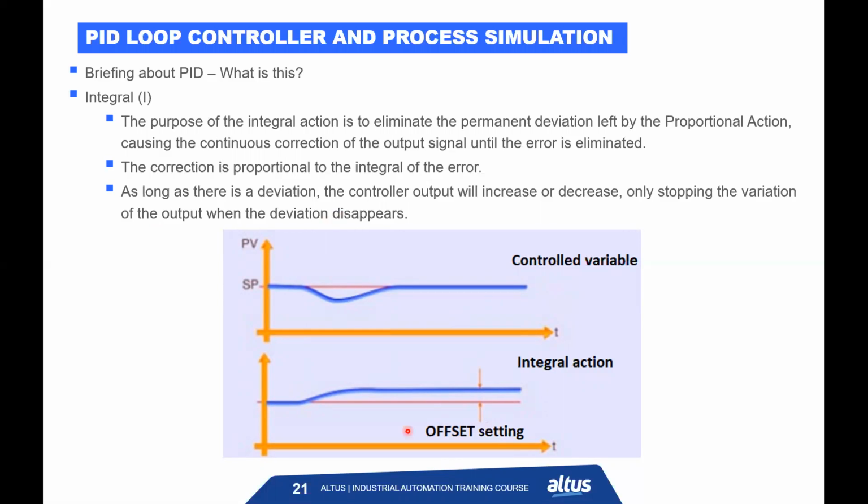So here we can see the controlled variable. I have a step here, and I am controlling with an offset. And if I have this error here, the integral action will try to reduce this error, exactly doing the integration of the error and sending this information to the output, of course.